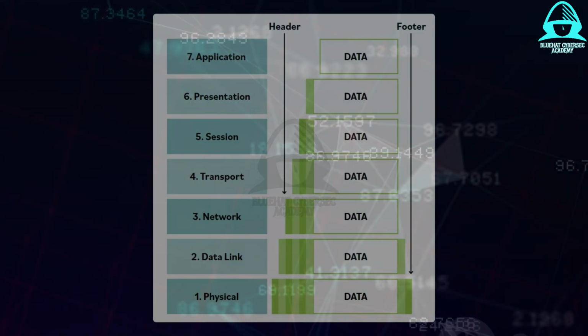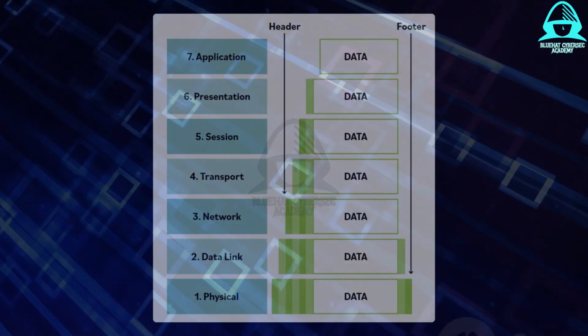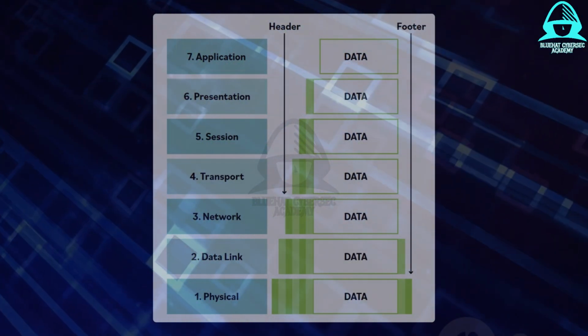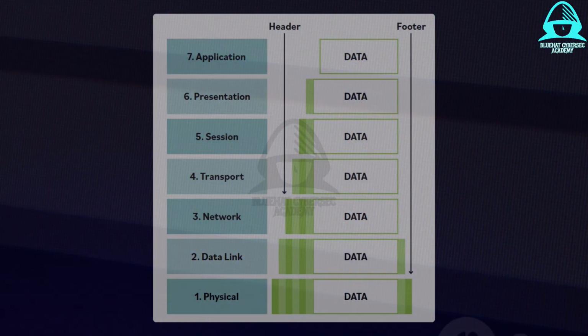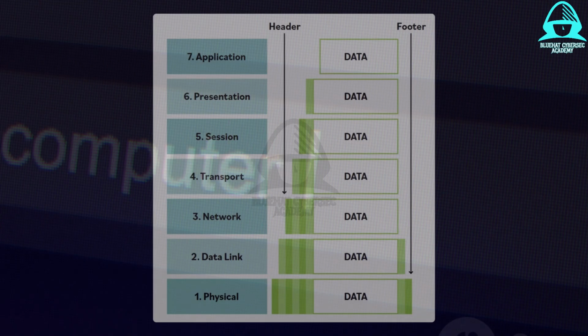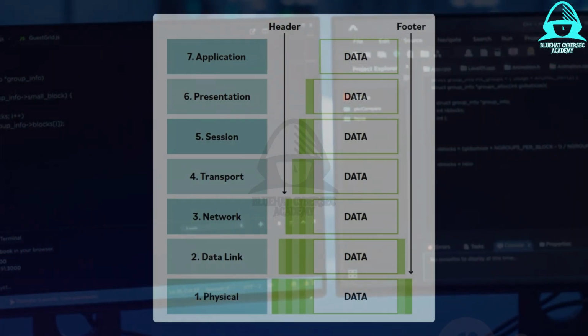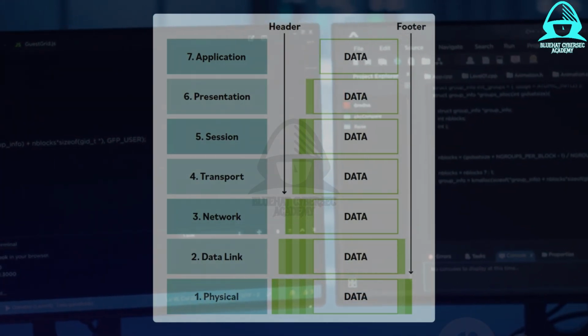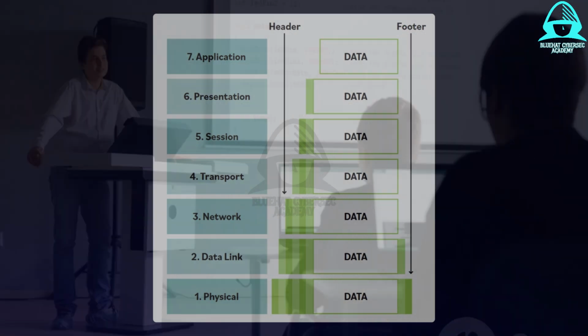Now, the reverse or inverse action takes place as data travels up the OSI model layers, from physical back to application. This is called de-encapsulation, or sometimes decapsulation. Here, the header and footer help interpret the data payload, and then they're discarded. As we move up the OSI model, the data unit becomes smaller.